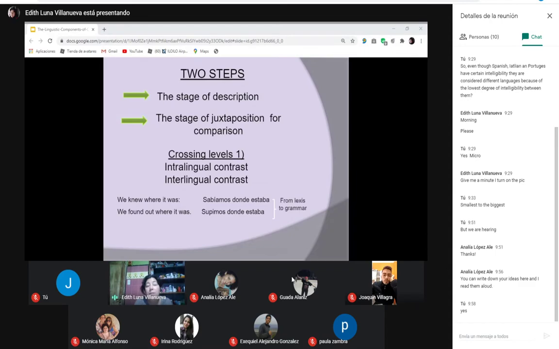What we do first is to describe, remember, describe language 1, describe language 2, and then you compare and contrast to later anticipate learning problems, translation problems, and provide solutions, right? Well, I have reduced this procedure to 2 steps. Stage or step of description, when you describe both languages, and the stage or step of juxtaposition or comparison.